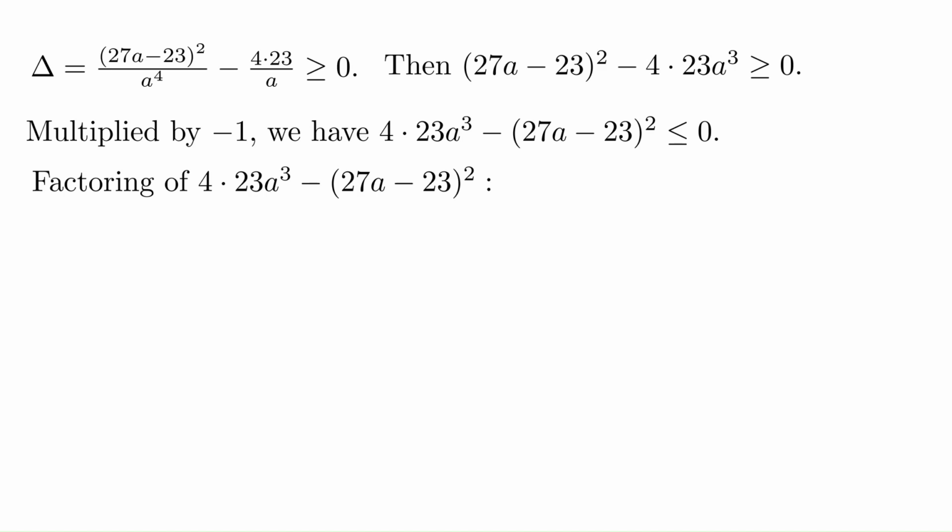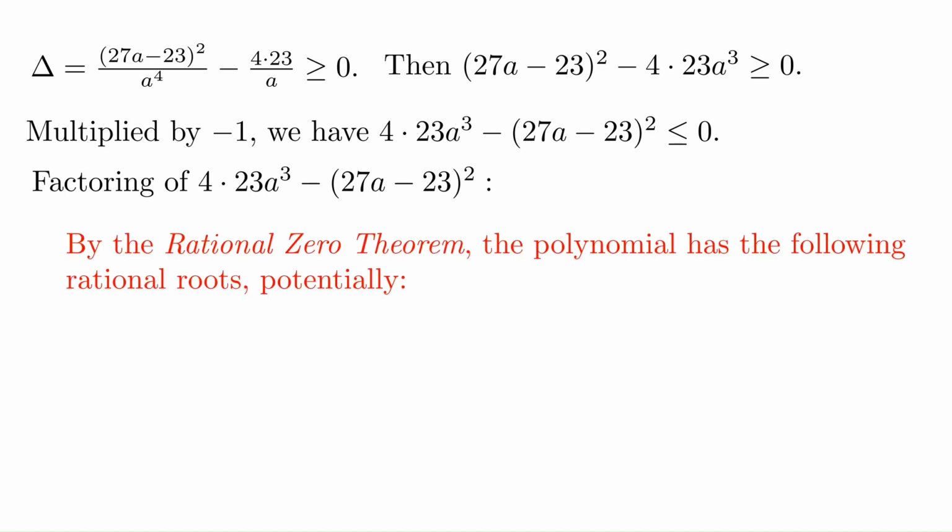Because the coefficients are integers, we first consider rational roots of the polynomial. The rational zero theorem states that a polynomial with integer coefficients will potentially have rational roots in the form of a factor of the constant term divided by a factor of the leading coefficient. In our case, the constant is 23 squared and the leading coefficient is 4 times 23. Well, there are a lot of choices. We can narrow down the search.